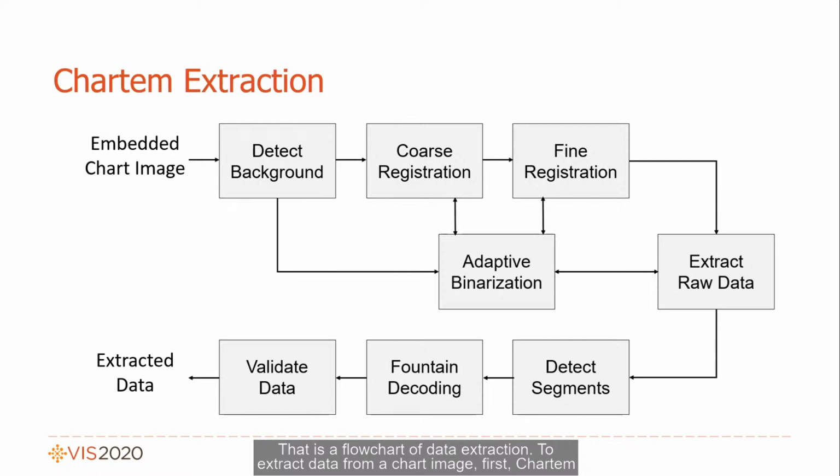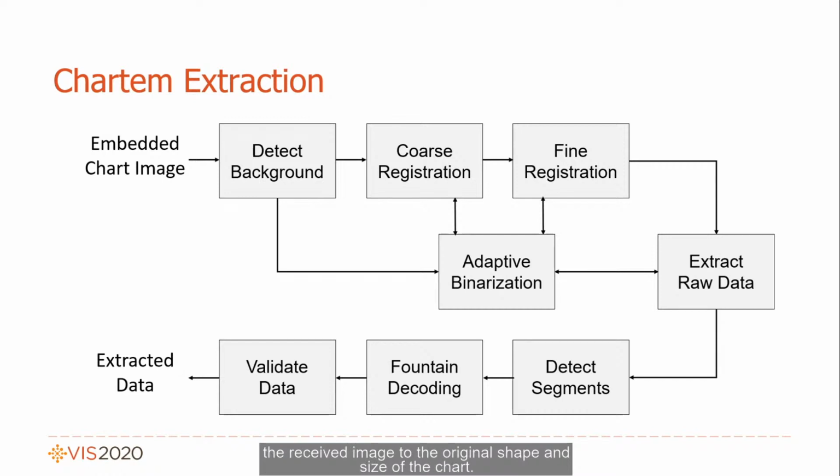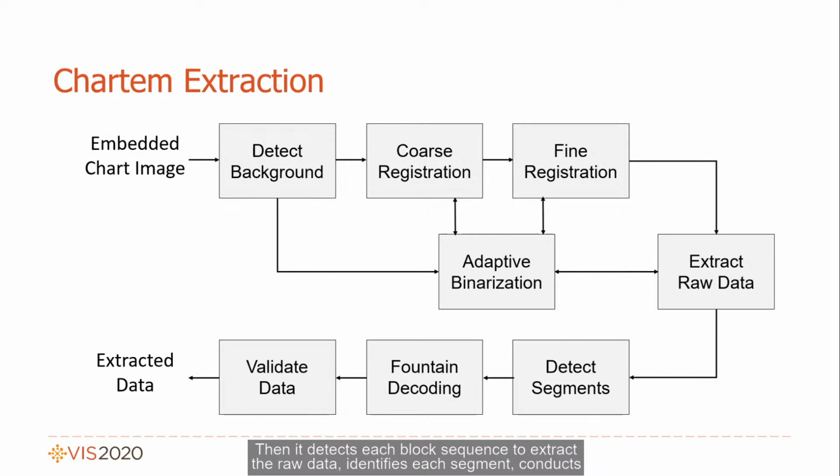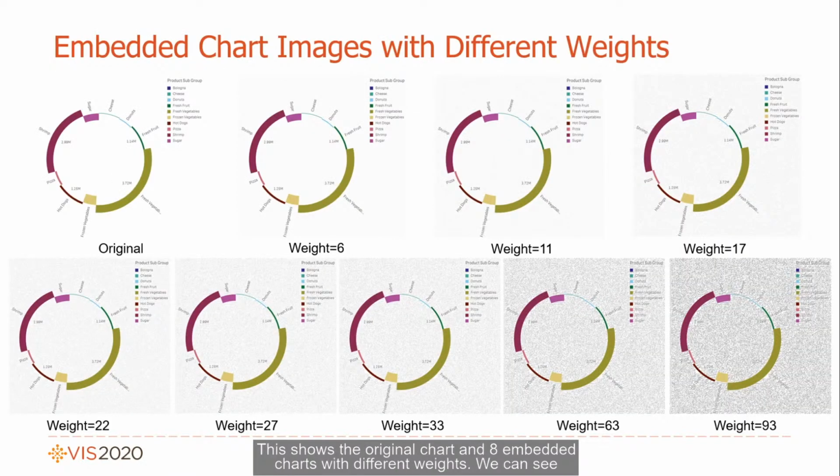This is a flowchart of data extraction. To extract data from a chart image, first, Charten detects the background of the chart, detects coarse and fine marks to estimate rough and accurate transformation parameters that the received image may have undergone, and registers the received image to the original shape and size of the chart. Then it detects each block sequence to extract the raw data, identifies each segment, conducts error correction, and validates the extracted data before output. This shows the original chart and 8 embedded charts with different weights.